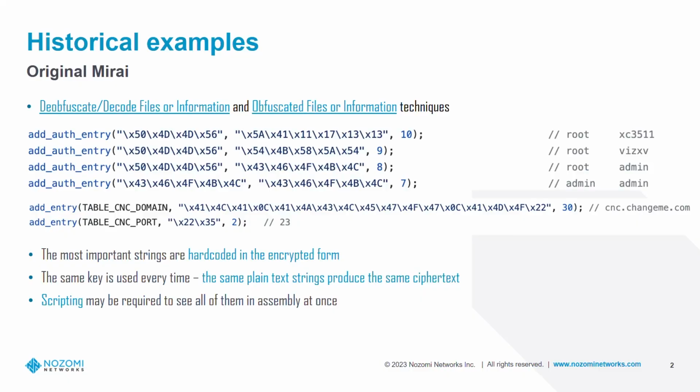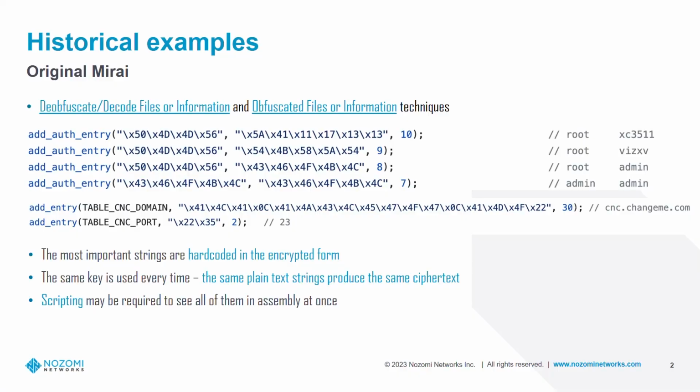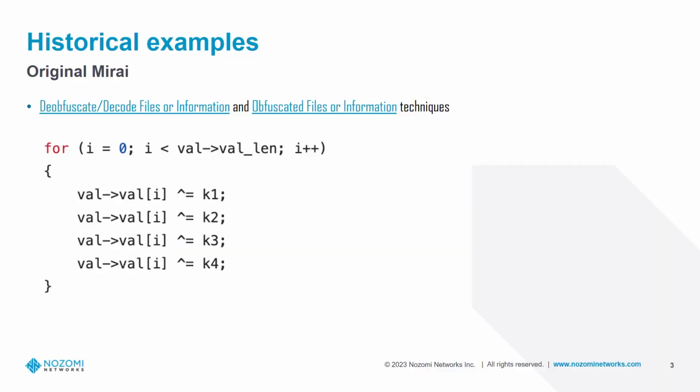What else? Looking here, we can see that the same key is being used everywhere. So why is it important? It means that there is no salt, nothing. So if you're using the same key against the same plain text, the same ciphertext will appear in the end. Second important point is that each string is decrypted on demand just before being used, which means there is no easy way to get all of them at once. You have to apply certain techniques like scripting in order to be able to quickly navigate and analyze the data later.